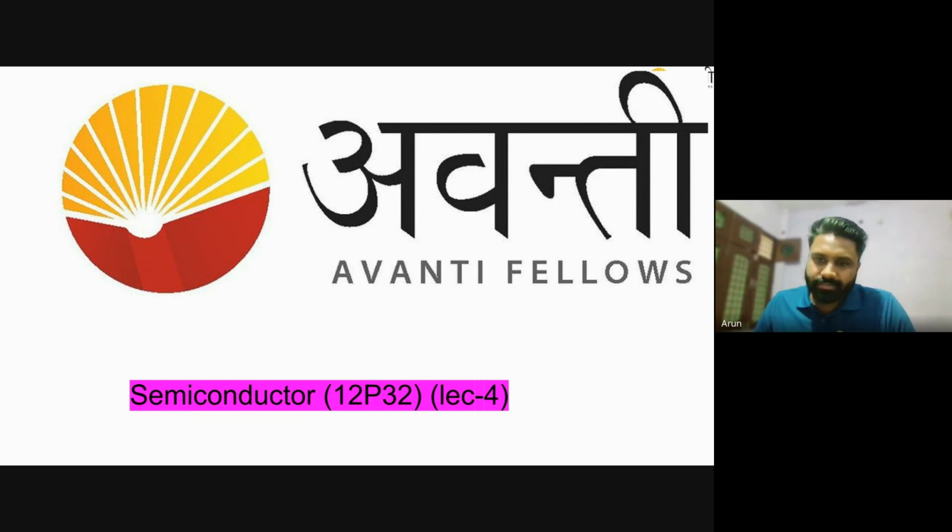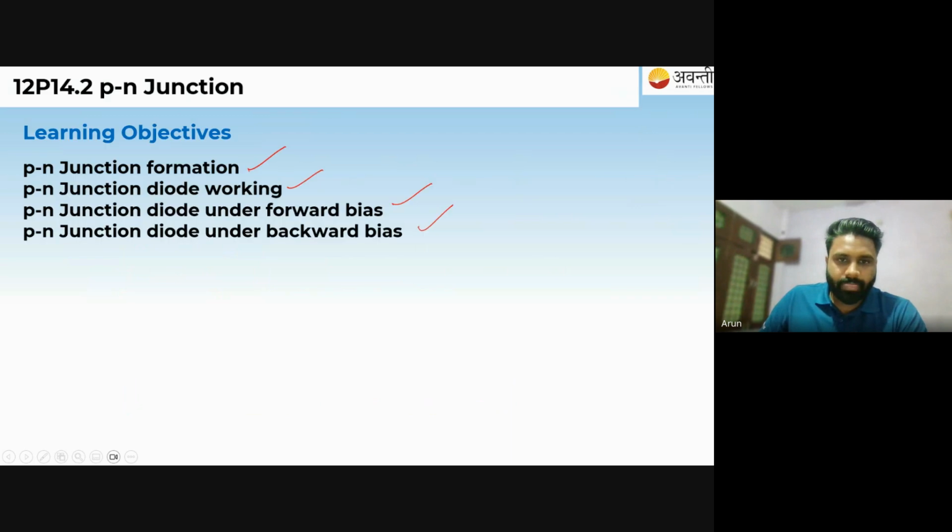Is the screen visible to you? Everyone, Hitashri, Hoysala, is the screen okay? Okay, sorry for the technical glitch. So where are we? We are on the recall part.